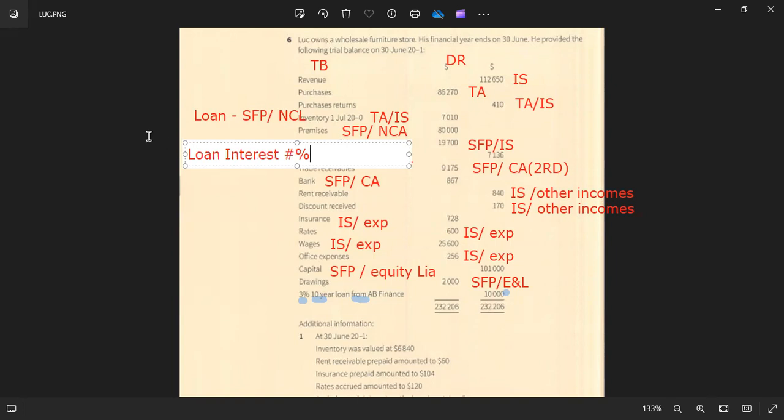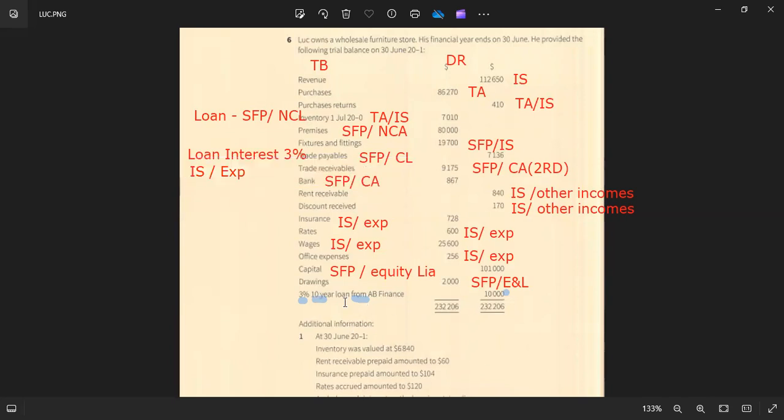3%, what happened? Okay, computers, right? 3%. This one is an SFP. The 3% loan interest is what? It is an expense. So the loan interest becomes, in an IS income statement item, under what? Expenses. Okay, I think it's clear. Okay, so please take care.